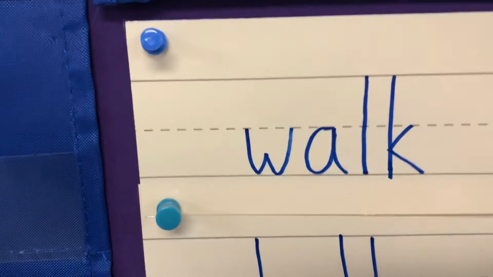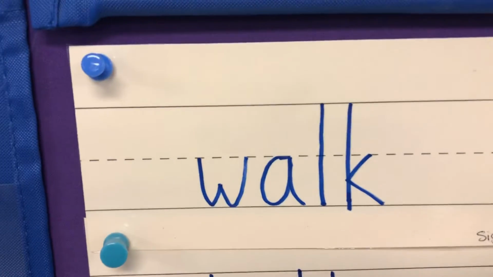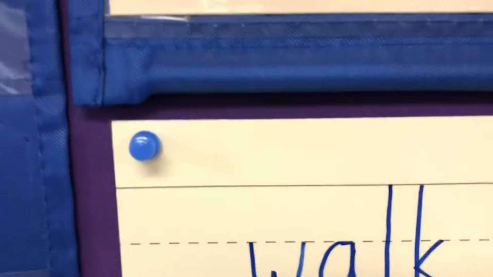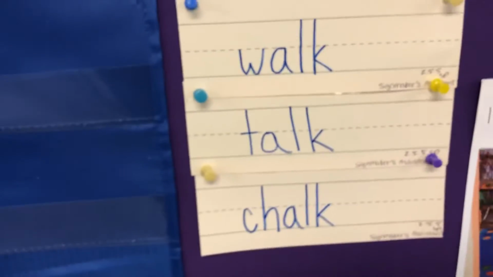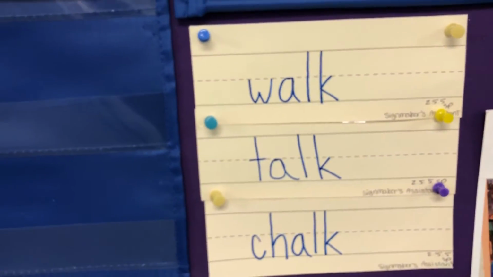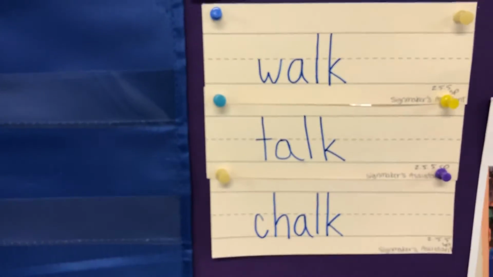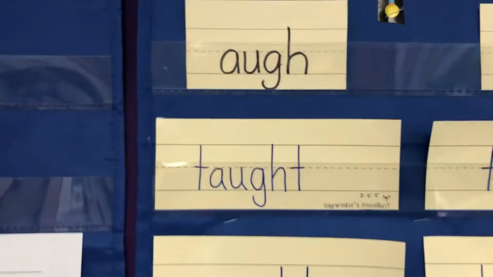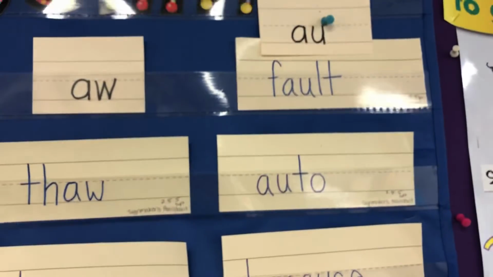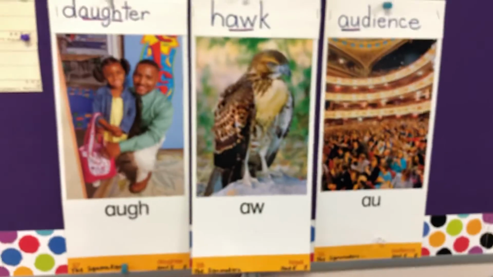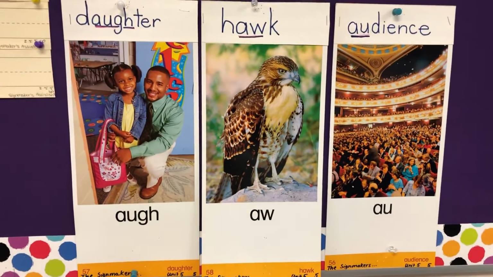And actually it's ALK. Walk. AL says aw. Walk. Talk. And chalk. And those are all in the word family, aren't they? The ALK word family. So hopefully chunking them up into sound spelling. AUGH, AW, AU, and AL. And that ends our portion of the reading and writing and spelling.